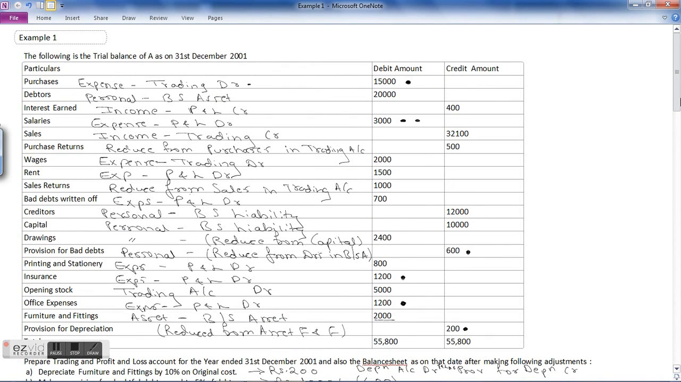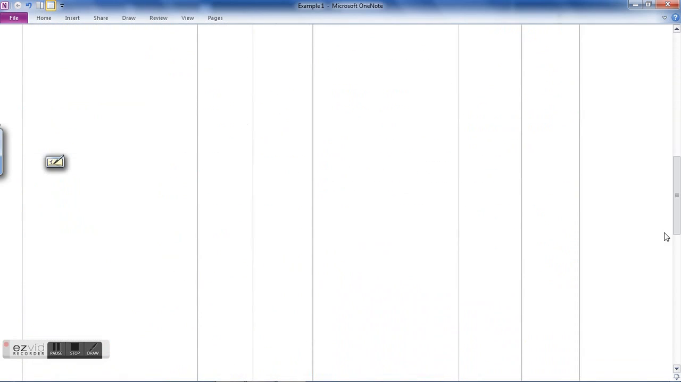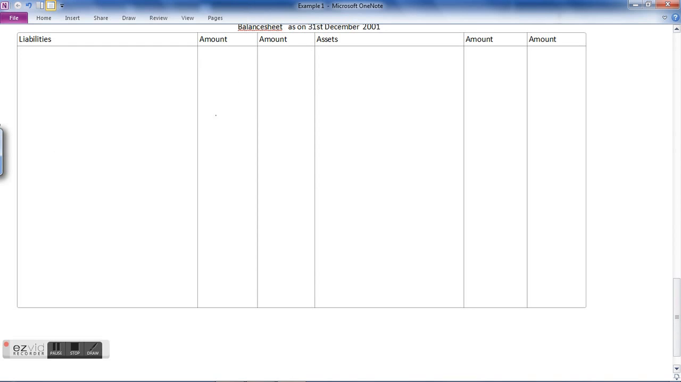Next is debtors, a personal account, balance sheet asset side. Amount is 20,000. So debtors. Now there are some adjustments for debtors also. You have the provision for bad debt which needs to be reduced from the debtors. So I'll put it in the inner column.